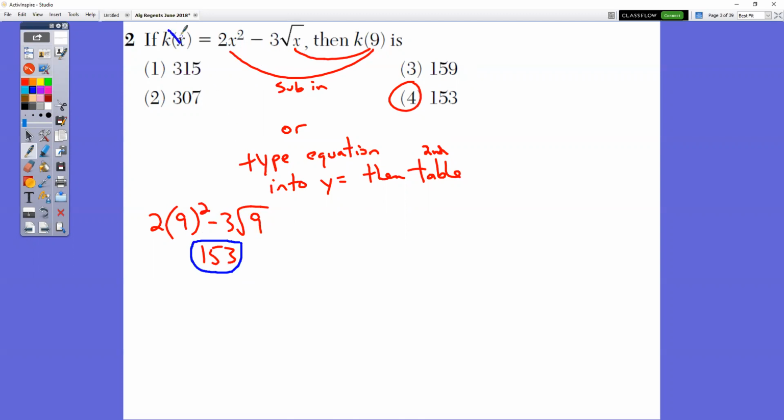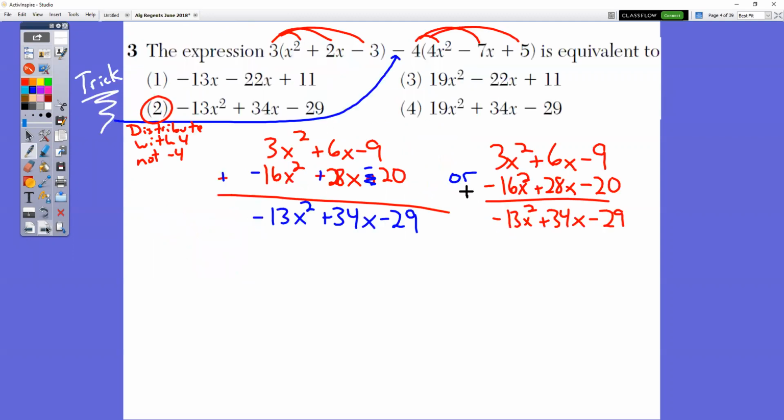Or you could always treat this as a y equals and graph it, and then do second and table and take a look at what the value for x equals 9 is. Either way, you're going to get 153.